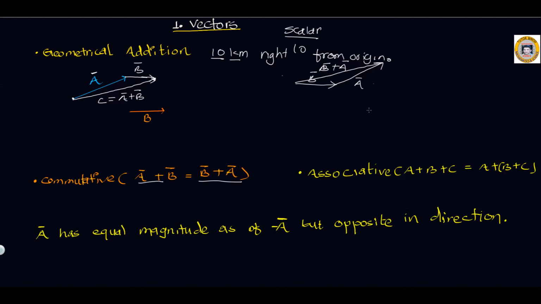Similarly, vector addition is associative. If you have three vectors, A plus B plus C is also equal to A plus the sum of B plus C. So vector addition is commutative and associative. If you add a vector with the negative of the same vector, then you would get 0, because if you add negative A to this one in this direction, obviously you will have 0 because of the same magnitude and opposite direction.